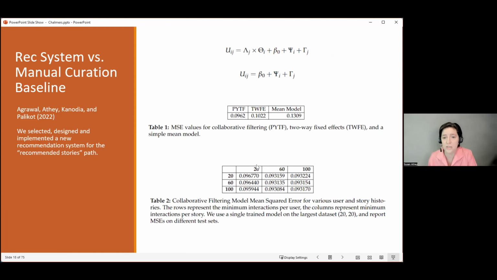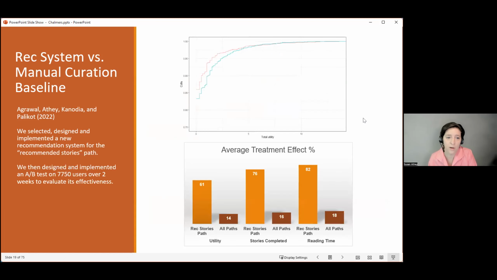Then we also looked at different lengths of history for users and stories. We see that stories that don't have a lot of interactions, or users that don't have a lot of interactions, had higher mean squared error than users and stories with more interactions in our offline analysis. So using that, we ended up choosing to implement the algorithm only on users and stories that had sufficient history. We then went out and ran a randomized experiment.